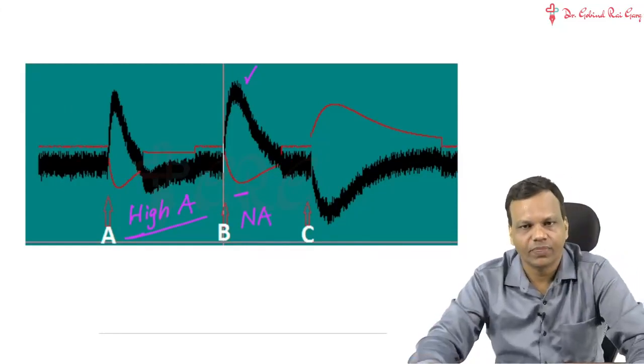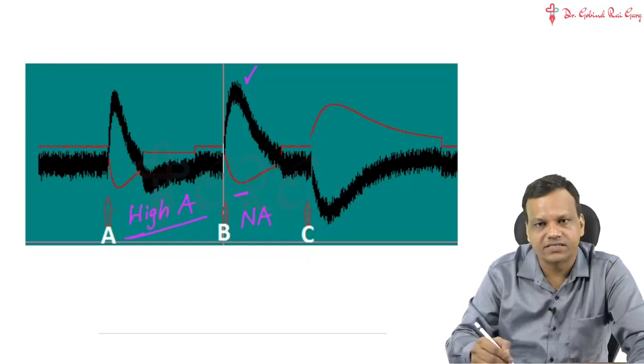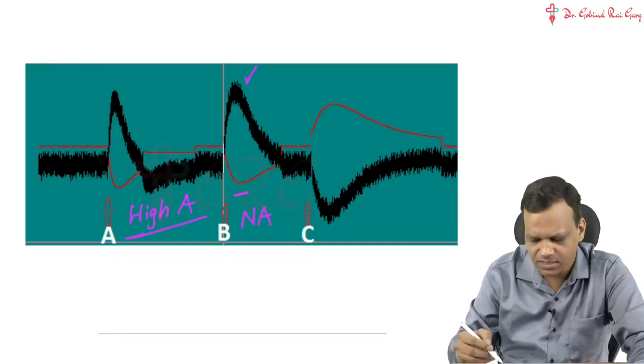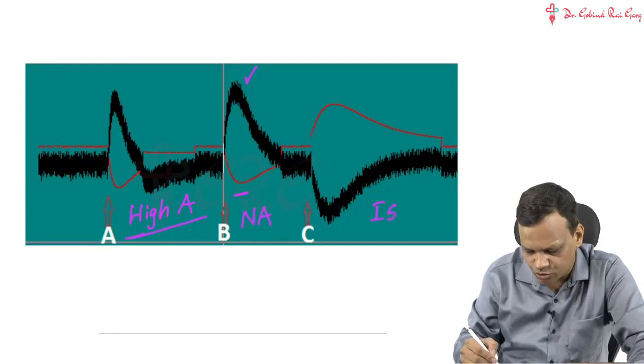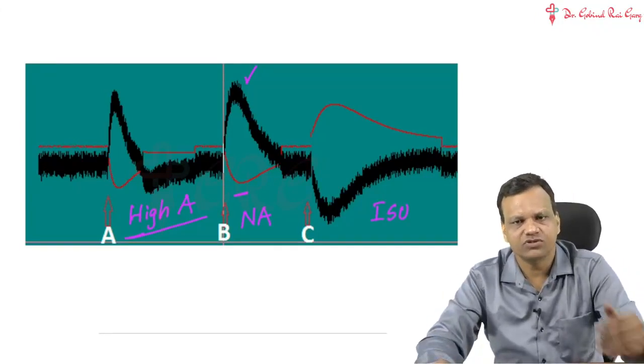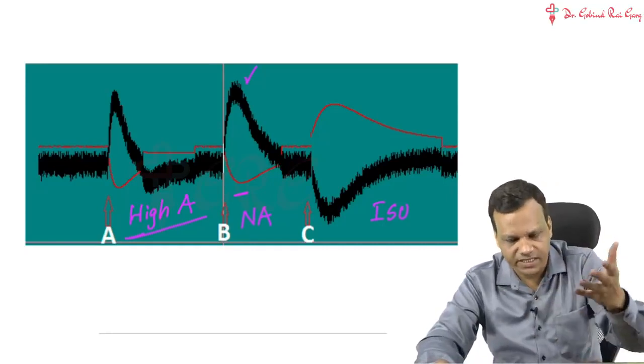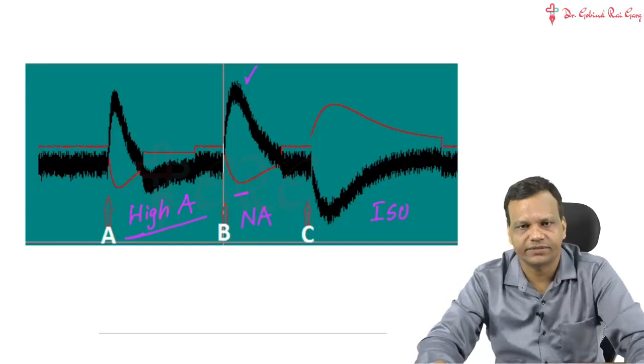Noradrenaline. Now moving to the third drug, it decreases the BP but heart rate increases. So BP decreases, heart rate increases. This is the effect produced by isoprenaline. So adrenaline biphasic response, noradrenaline increase in BP with compensatory decrease in heart rate, and isoprenaline decrease in BP and increase in heart rate. Clear?